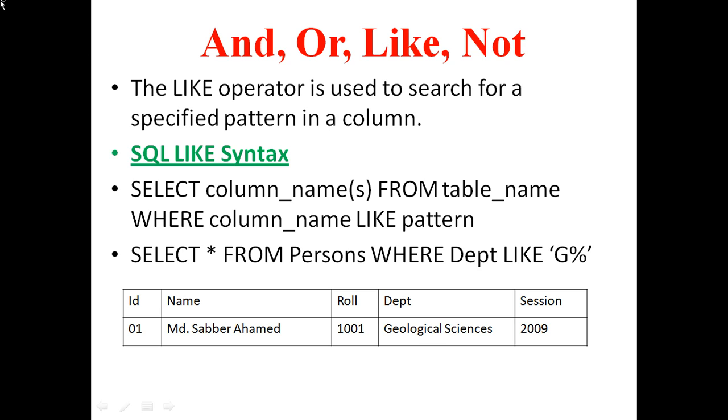Another important thing is like. What is like? For example, if we want to select all the students having a name started with G or started with M, then we can use like. For example, select star from persons, where department like G%, that means department names started with G will come. These are the output results.